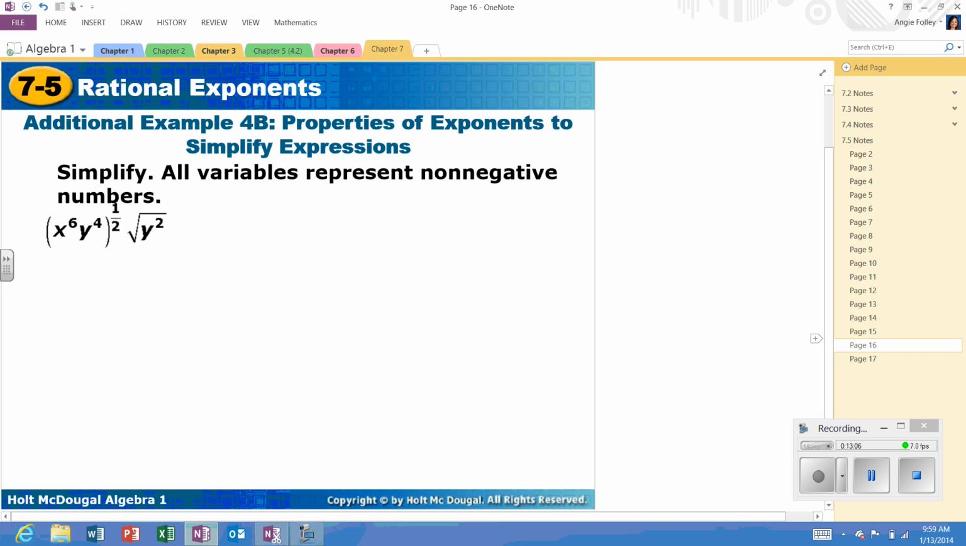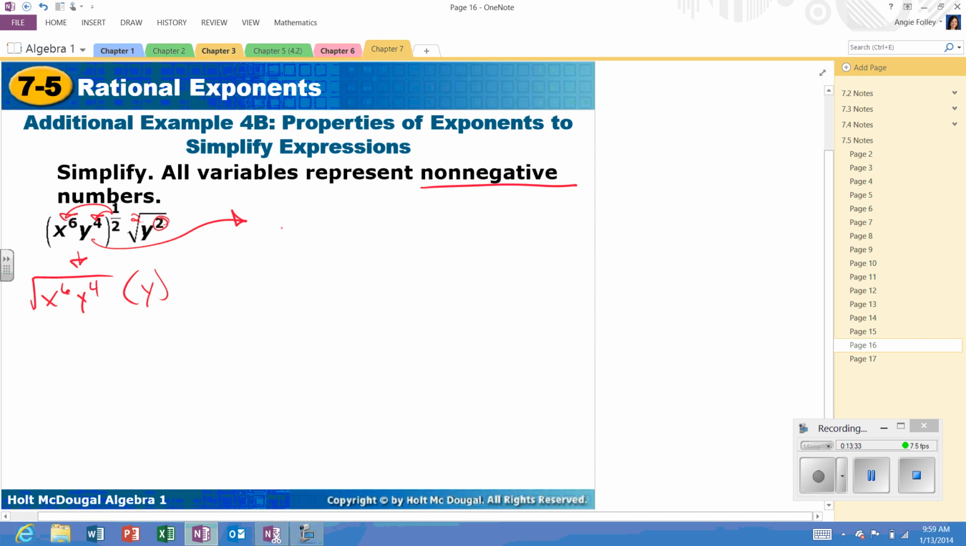Okay, so again, we're going to simplify. There's a few ways we could do this. You could rewrite this as a square root: the square root of x to the 6th, y to the 4th, times y. And they're telling you it's all negative because this is here and there's a 2 here. Or you could distribute this first if you wanted to. So we could do it this way as well.